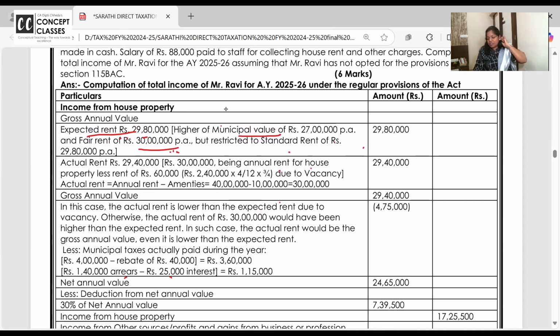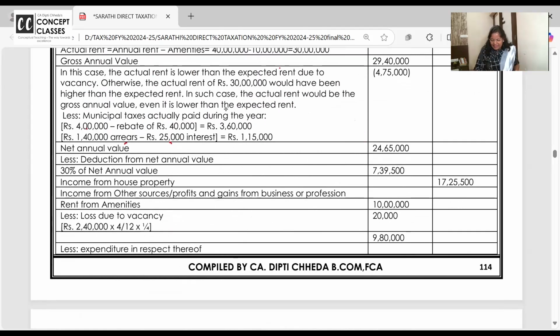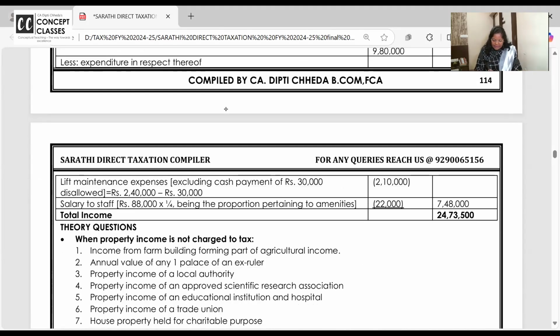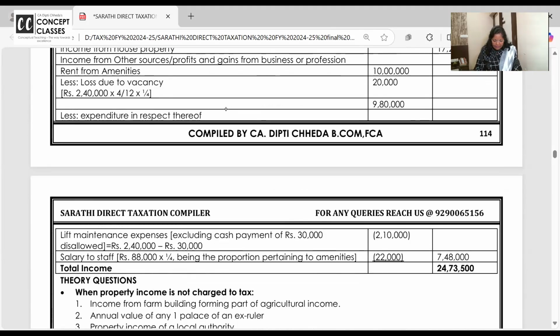Interest, if you pay the municipal tax late, will not be allowed. Okay? And in the last year's municipal tax, I think it's very easy. If you read it, you'll get it. If you have any doubt, you can just click the picture and tell me. Okay?